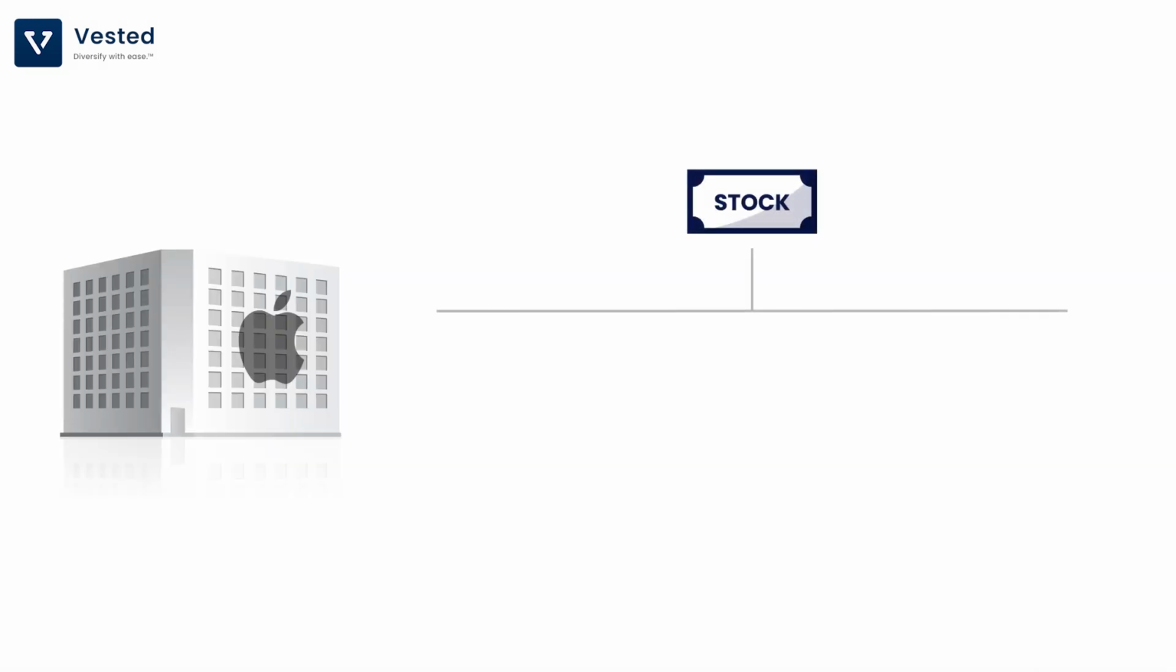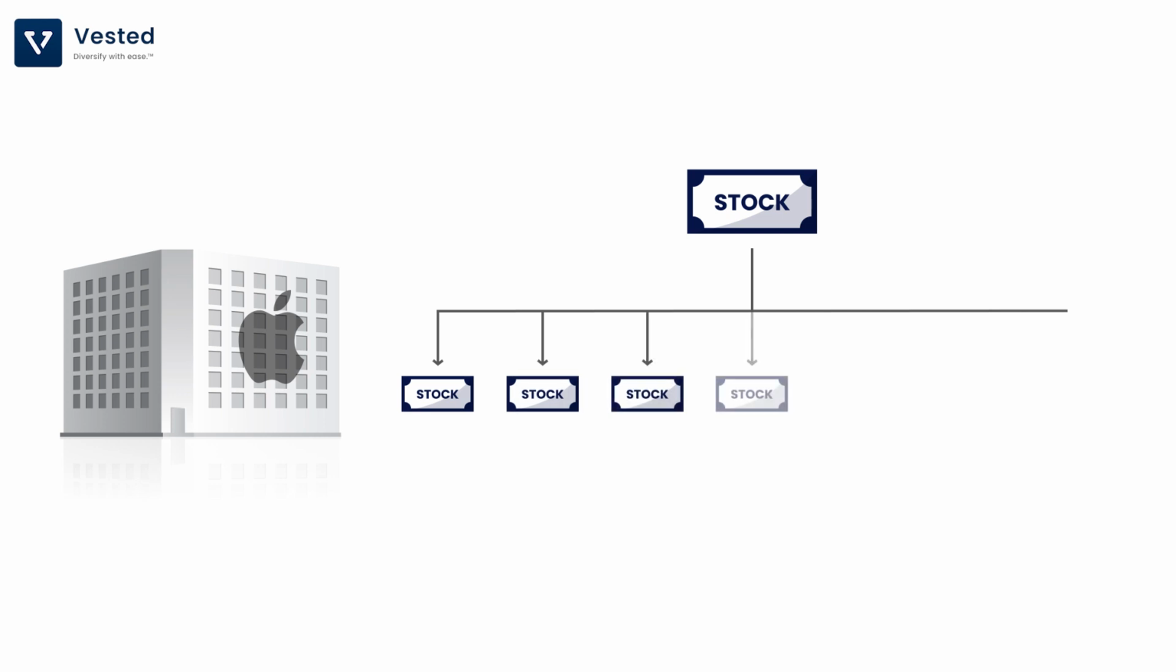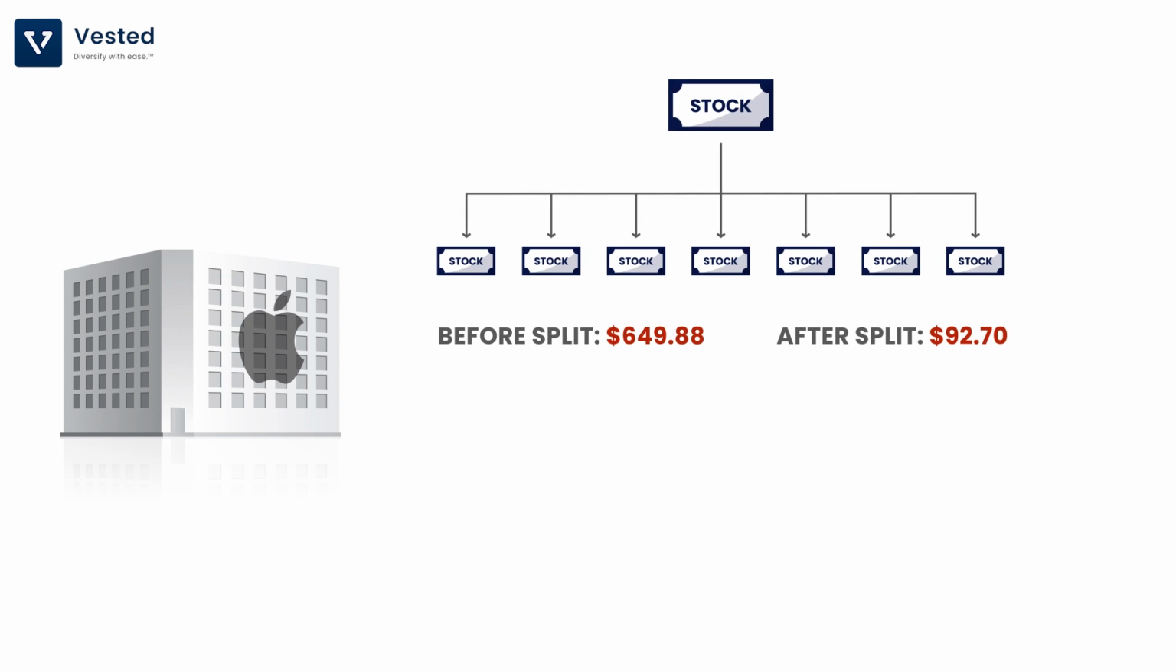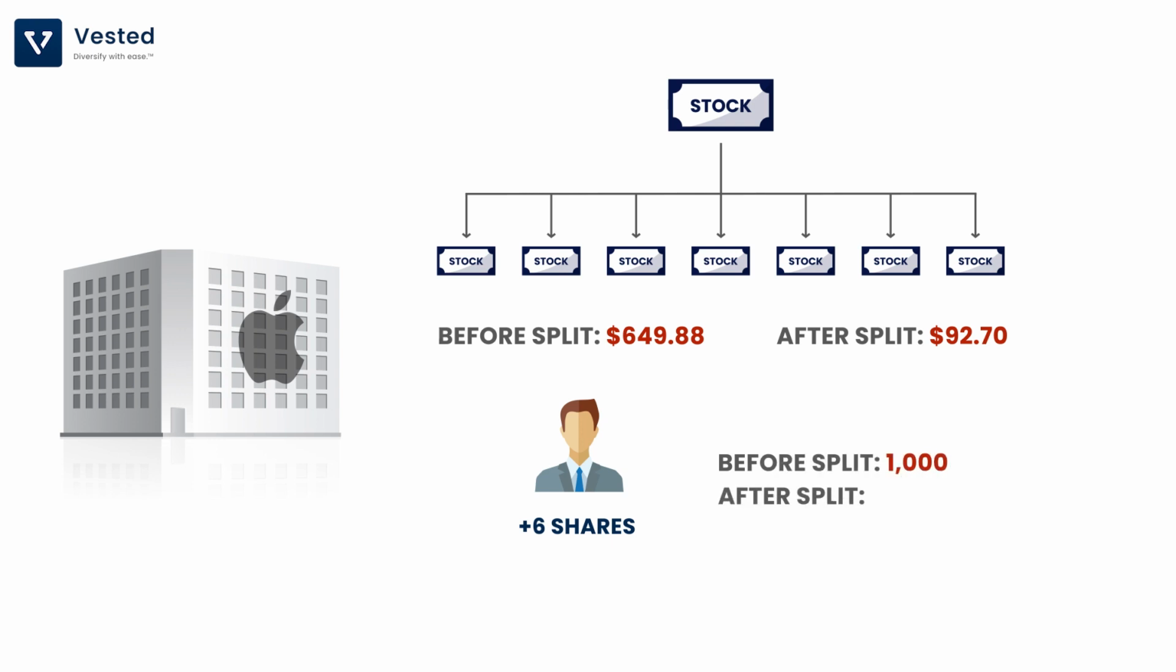So in June 2014, Apple split its shares 7-for-1 in order to make its shares more accessible to a larger number of investors. Right before the split, each share's opening price was approximately $649. And after the split, the price per share on market open was $92. Existing shareholders were given 6 additional shares for each share they owned prior to the stock split. So an investor who owned 1,000 shares of Apple before the split now had 7,000 shares of Apple after the split. Apple's outstanding shares increased from 861 million to about 6 billion.